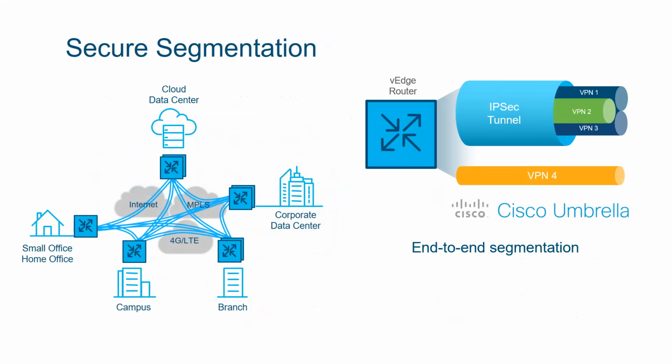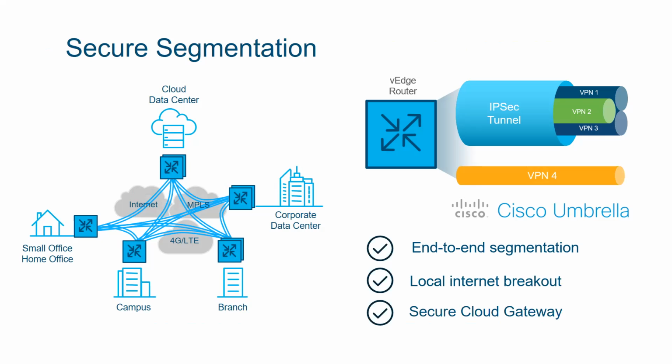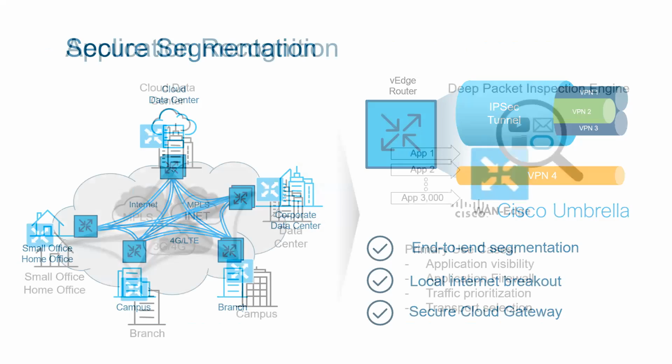So we have IPsec tunneling on the edge devices where we can install Cisco Umbrella to get end-to-end segmentation, like local internet breakout and secure cloud gateway. So these are a few smart features which we can get using the vEdge devices.